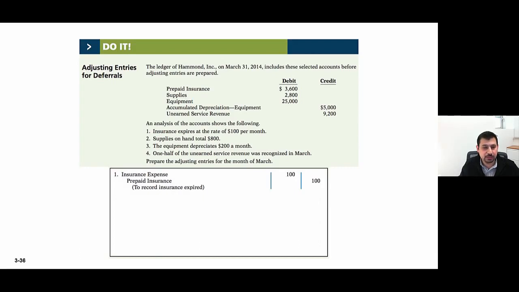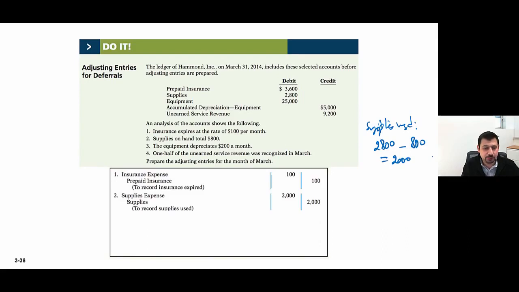Supplies on hand total 800. So that means that supplies used is equal to 2,800, the beginning balance, minus 800, and that would be $2,000. So the supplies that were used during this month were equal to $2,000. That would mean that we debit supplies expense $2,000, and we credit supplies because our supplies have decreased, so we credit supplies by 2,000. The explanation would be to record supplies that were used.